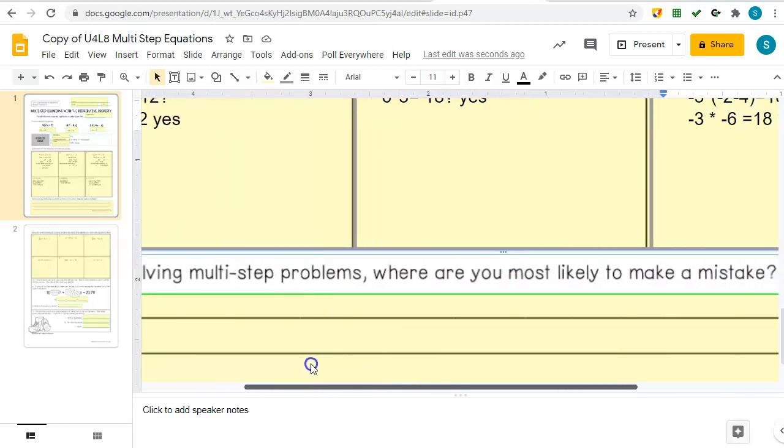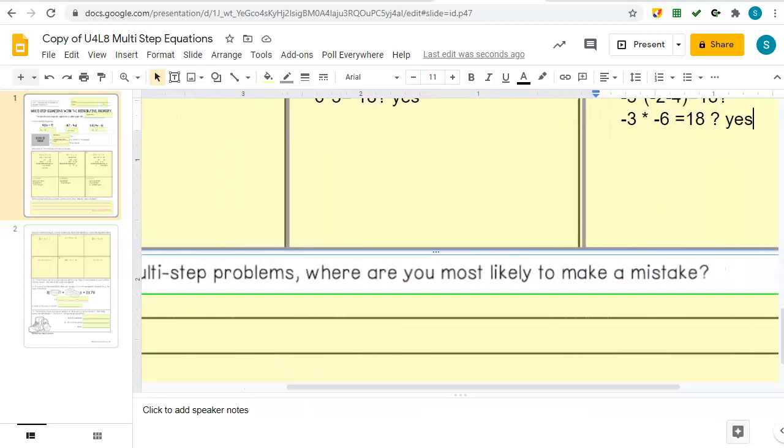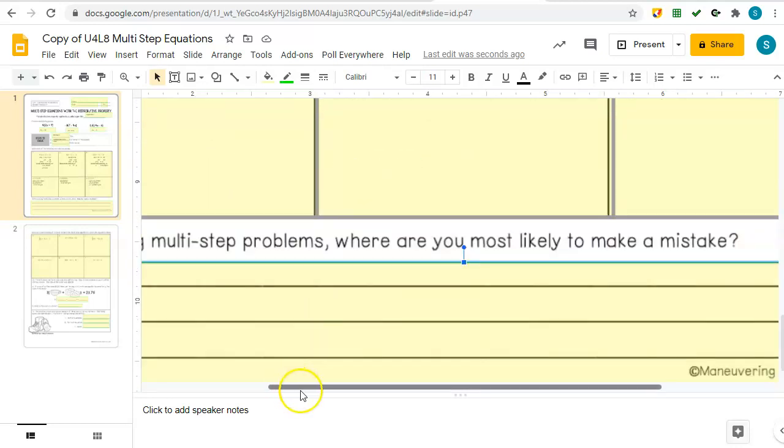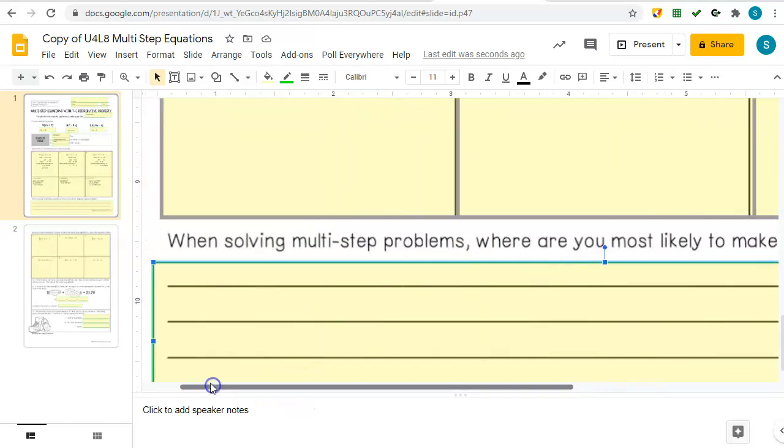When solving multi-step problems, where are you most likely to make a mistake? Well, think about it. I know what I would write in here. Pause the video, put in your answer, and then we'll go on.